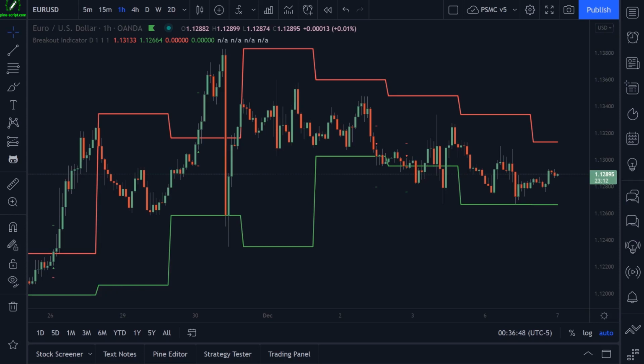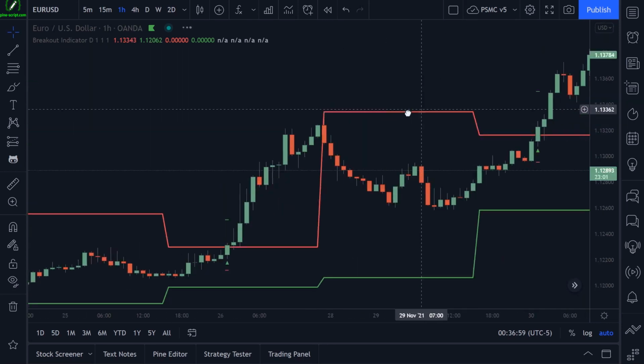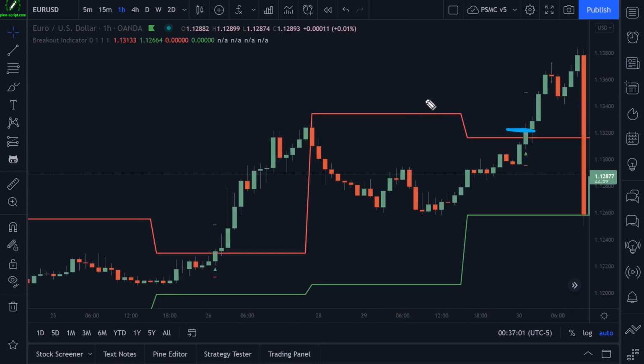Hey traders, in this lesson, I want to show you guys how to create a breakout indicator in PineScript using the security function to reference the previous day's high and low. And then we are going to detect breakouts on intraday charts.